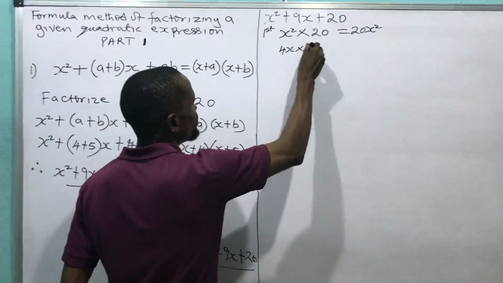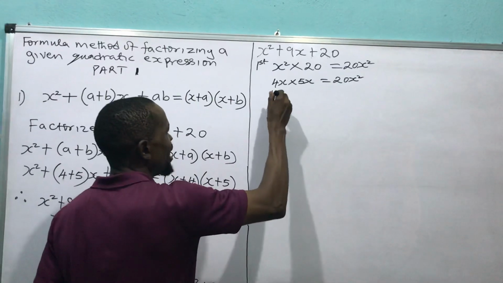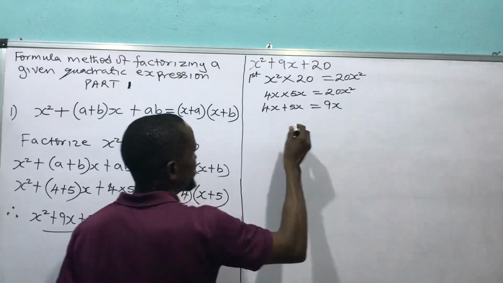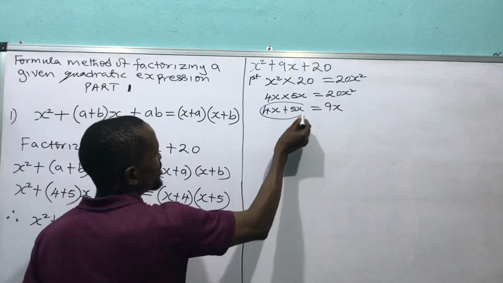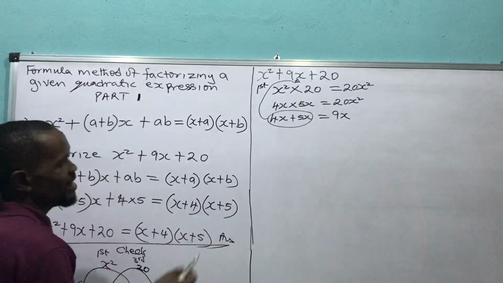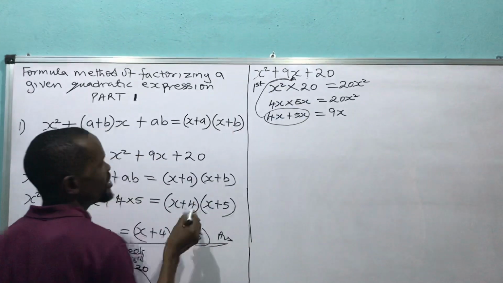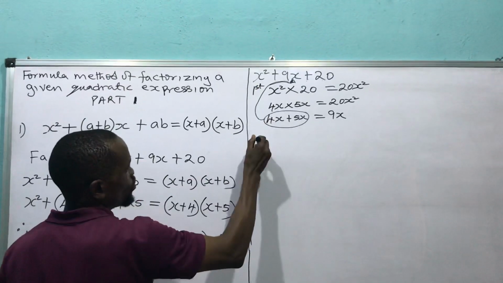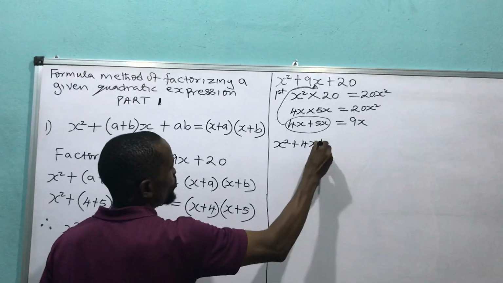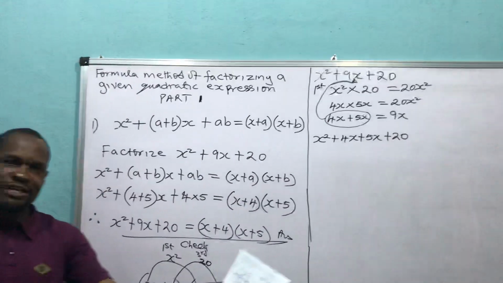4x times 5x will give me what? 20x squared. Then 4x plus 5x will give me what? 9x. And that implies this can be used to replace the 9x here. That means I can use this to replace this 9x over here. And if I use it, this expression will turn to x squared plus 4x plus 5x plus 20.